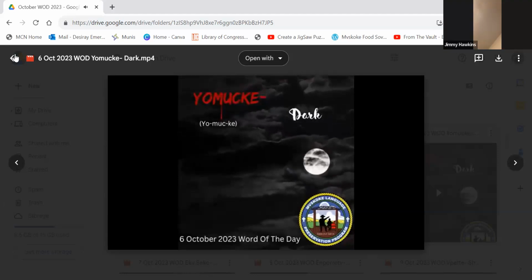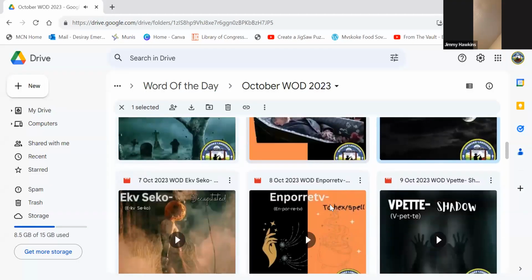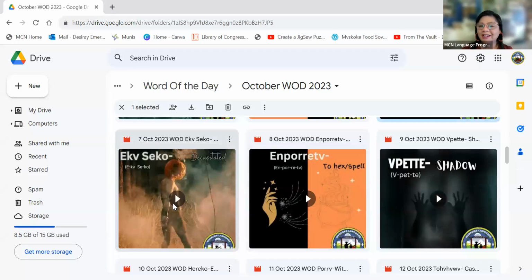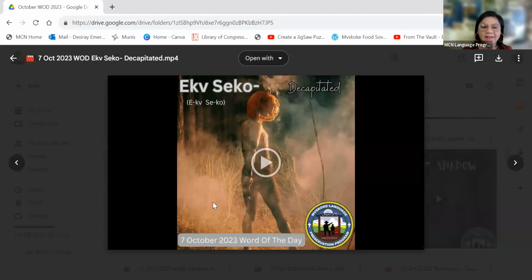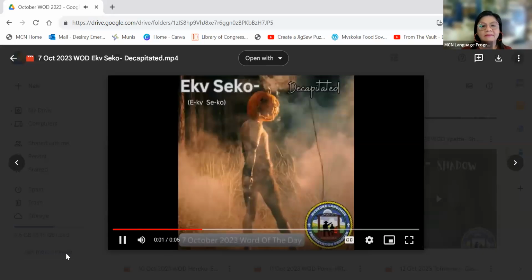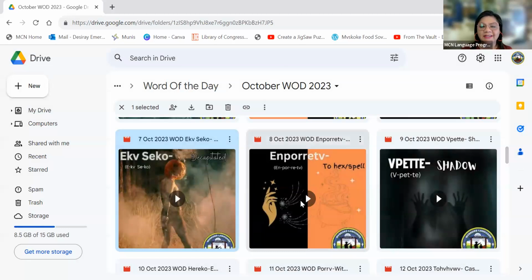Yumuchki, dark. You guys are welcome to go back and look at these. When I was looking at the images, because I do have web design and a lot of art classes, and I really love color, I tried not to make it too scary. Iga Sigo, decapitated. So Iga Sigo, something about no head. There's no head. So that was decapitated.